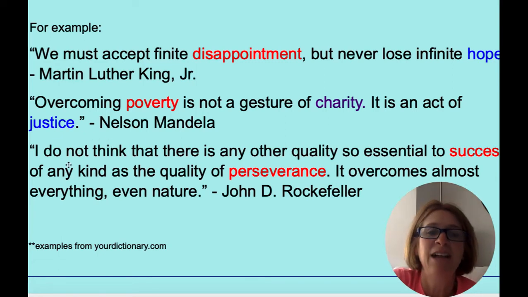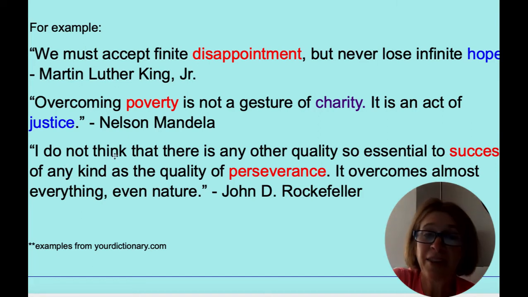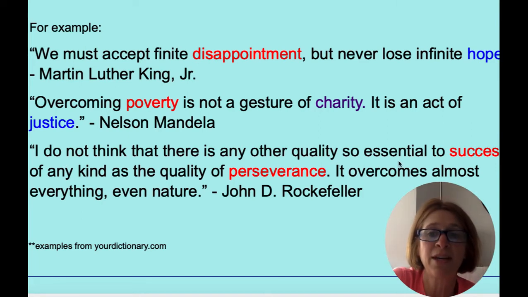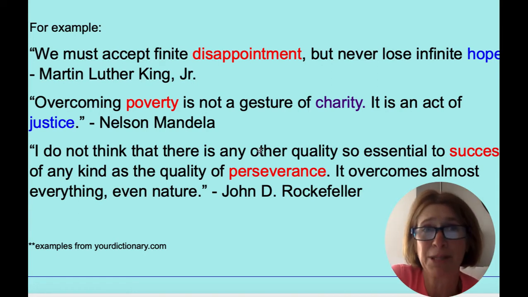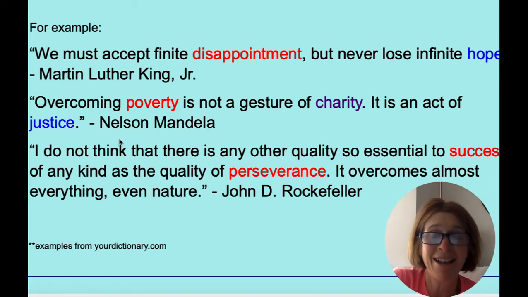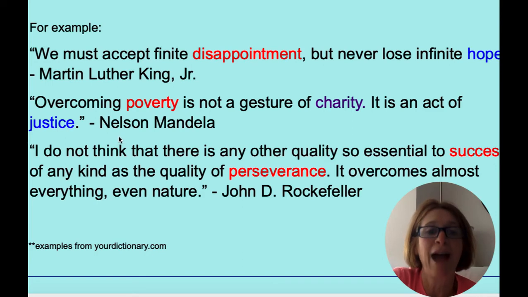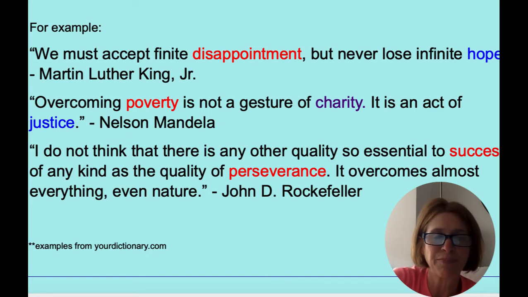Nelson Mandela. John D. Rockefeller said, I do not think there is any other quality so essential to success of any kind as the quality of perseverance. So these are words that we wouldn't recognize immediately as a person, place, or thing because they're not specific like that. These are abstract uses of nouns.